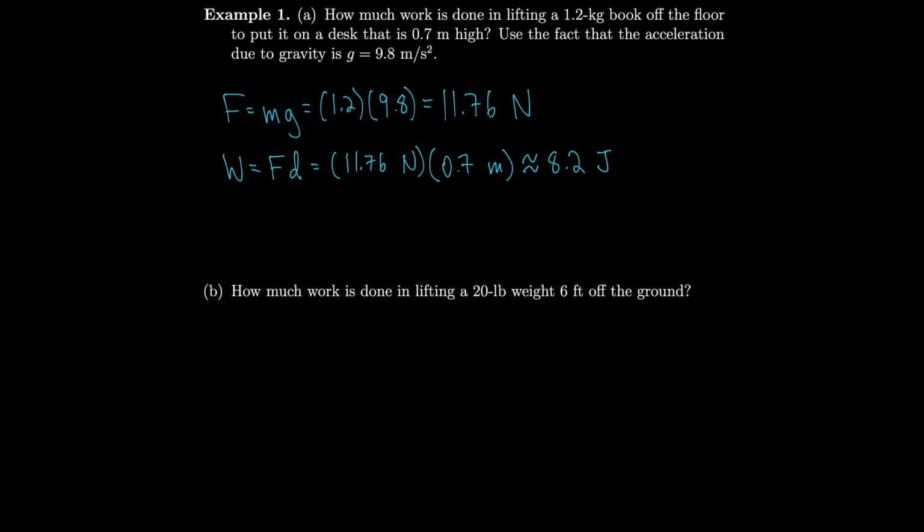How much work is done in lifting a 20-pound weight 6 feet off the ground? Well, in this case, we have a 20-pound weight, so we don't have a mass. We have the force. So we can just go straight to the work equation. Work equals force times distance. So that's 20-pound force times 6-foot distance. So that's 120 foot-pounds.